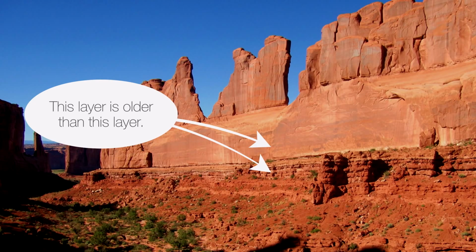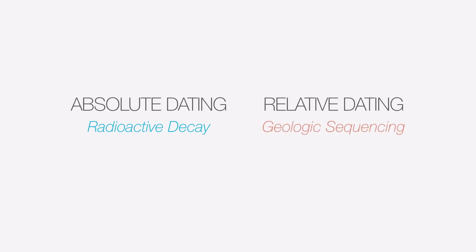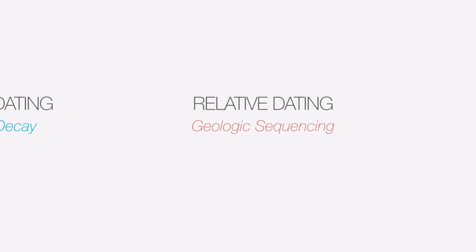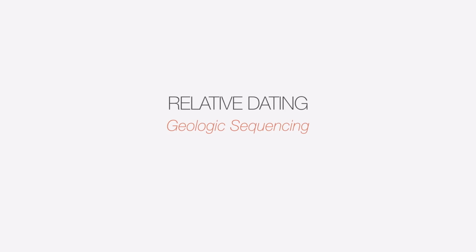Now, of course, in the study of Earth's history, we're going to use both absolute dating through radioactive decay, and we're going to use relative dating through geologic sequencing. And that's what I want to focus on today. So let's get into this a little bit. Before we get too deep, though, we have to start with one underlying principle, an assumption, if you will. And it has a name.